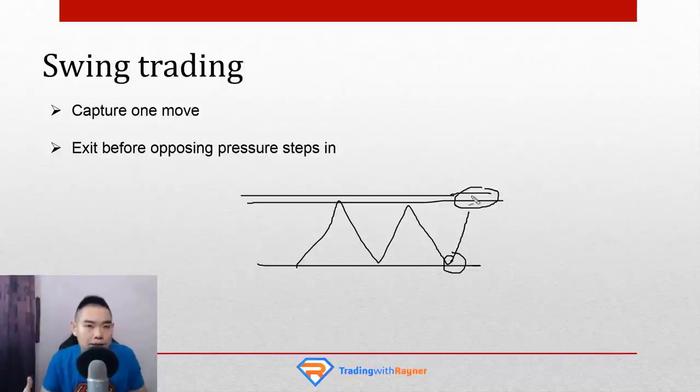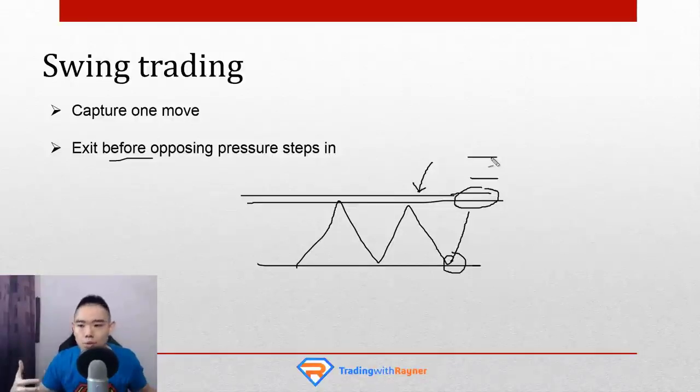So this is what I mean by exit before opposing pressure steps in. If you know that this is an area of resistance, you want to take profit before resistance. The keyword here is before resistance. You don't want to set your take profit level here above resistance. Why is that? Very simple, because if you set your take profit level above resistance, it means you will only exit with a profit if the market breaks above resistance. If it doesn't, you will watch your trade reverse 180 degrees against you and hit your stop loss. Do you want that? Of course not.